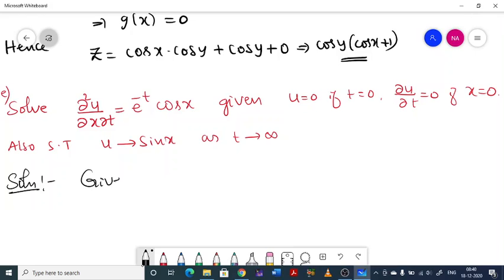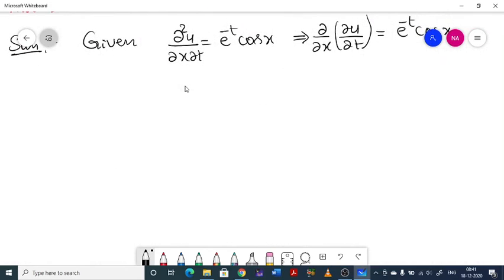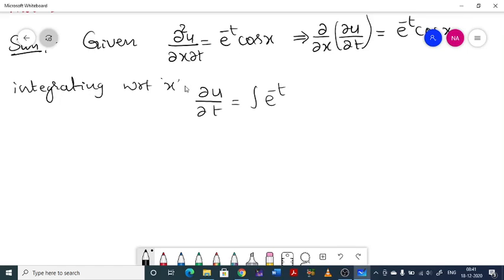Given, first to find the solution of this PDE. Given dou square u by dou x dou t equal to e power minus t cos x. See, here the dependent variable is u, independent variables are x and t. I can write this one as dou by dou x of dou u by dou t equal to e power minus t cos x. Now integrating this with respect to x first. So we get dou u by dou t equal to integral e power minus t cos x dx plus f of t.